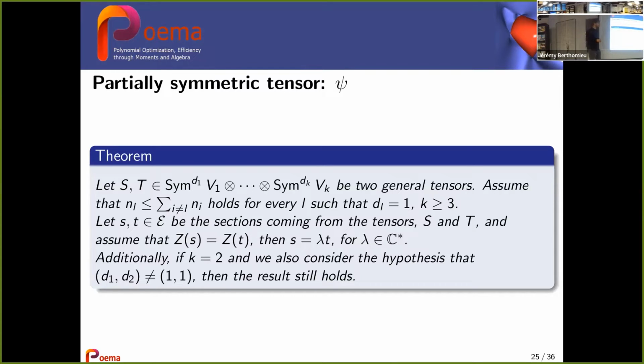But you get the same. You get that if you have two tensors such that the sections associated to them have the same zero locus, you have a map, and they can only differ by multiplication by a scalar. And the last condition is again technical. If k is equal to 2, you cannot allow the matrix case that you saw before, which was much different from tensors.